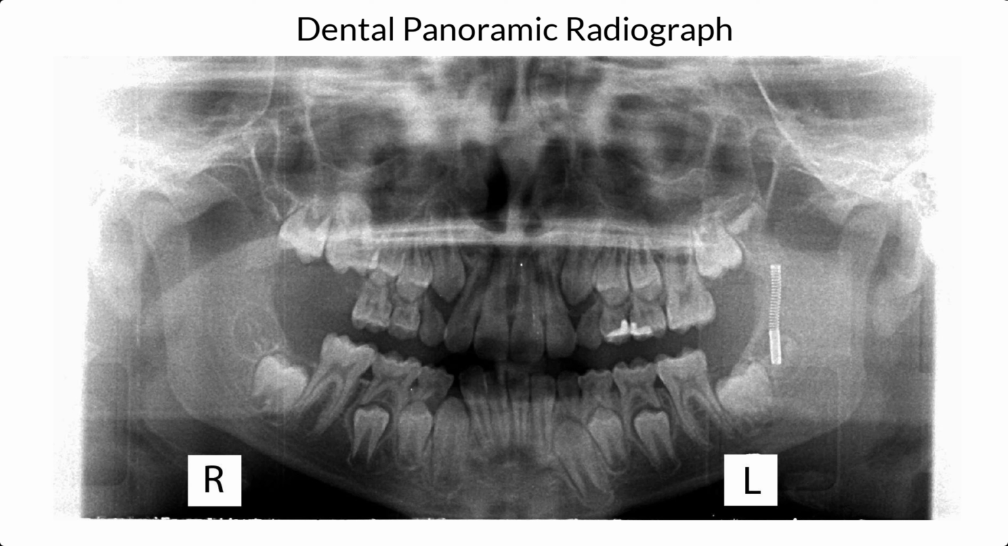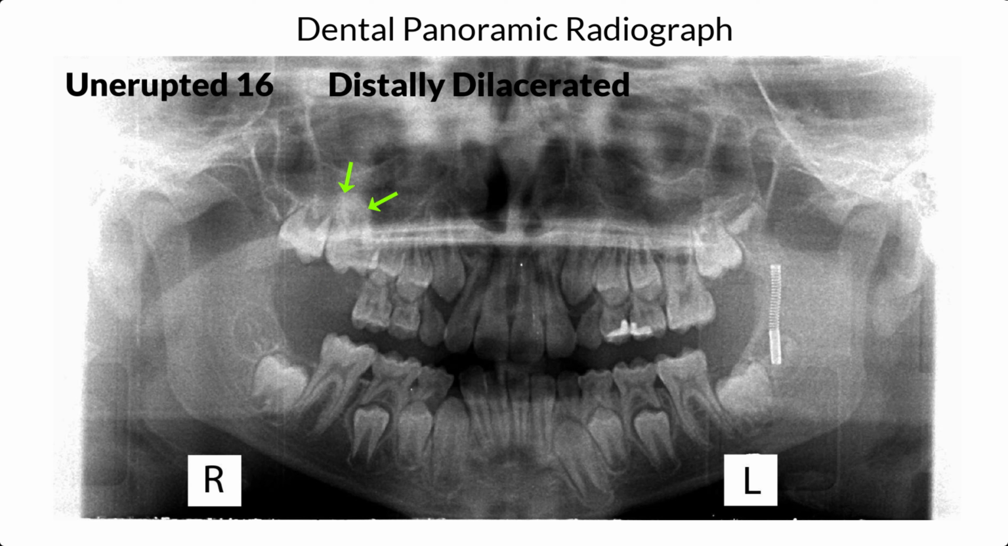A panoramic radiograph was taken, revealing tooth 1-6 as unerupted, with more than 2/3 of its roots developed and the roots showing distal delaceration. Distal delaceration refers basically to a curvature or bend in the tooth root, which can complicate the eruption process. Importantly, there was no evidence of external resorption of tooth 1-6 or the adjacent teeth, which indicates that the unerupted tooth had not caused any damage to itself or nearby teeth.